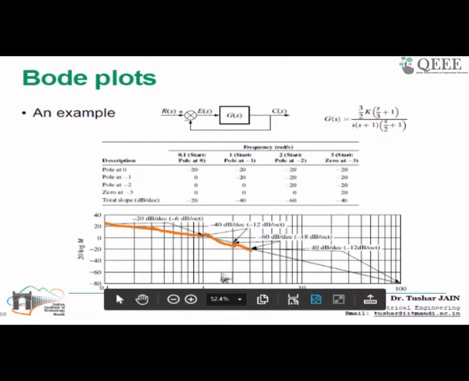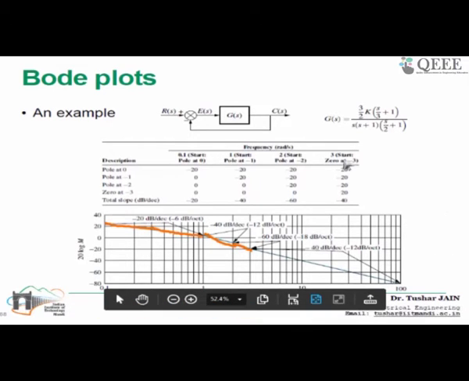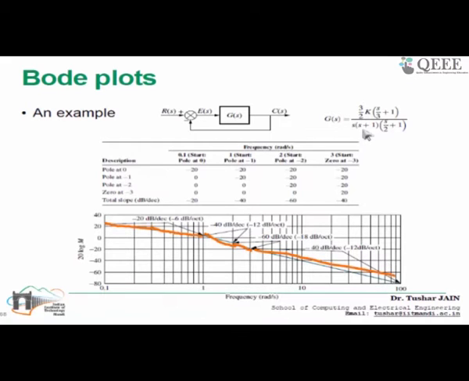These are the logarithmic plots. Whatever vertical lines you are seeing here are basically the frequencies. And starting from 3, I have a -40. So this is how you can draw your Bode plot without writing them as a separate function of omega.